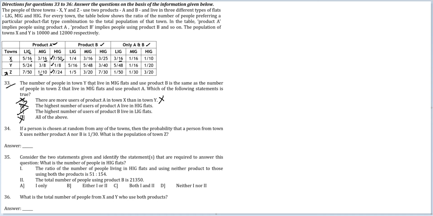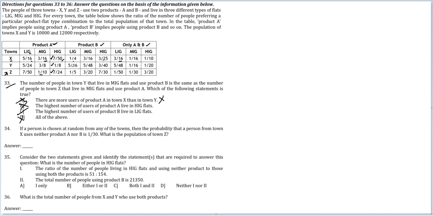Or in fact, I could have done this so much simpler. Look at MIG. 3 by 16 is greater than 3. The highest, oh, no. 3 by 16, 1 by 4. This is larger. LIG is larger here. 5 by 48. Okay, LIG is larger here. 5 by 48 and 5 by 16 and 5 by 48. LIG is larger here and LIG is larger here. Oh, LIG is winning. If you turned this into, LIG will be greater than HIG also.